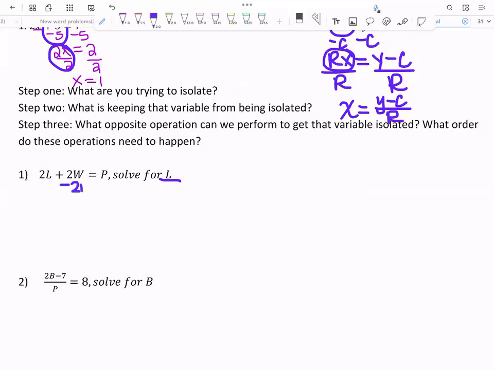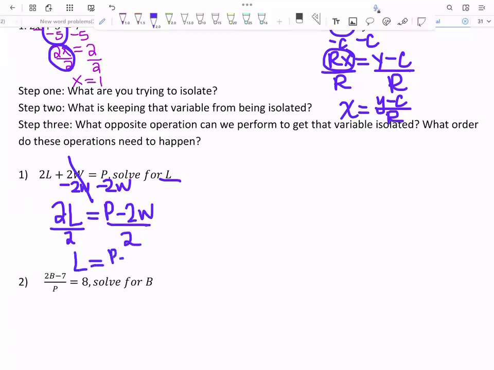So we're going to subtract the 2W first, so that we have 2L equals P minus 2W. We can't combine these because they're not like terms. And then this is 2 times L. So we're going to divide both sides by 2. So we get P minus 2W over 2.